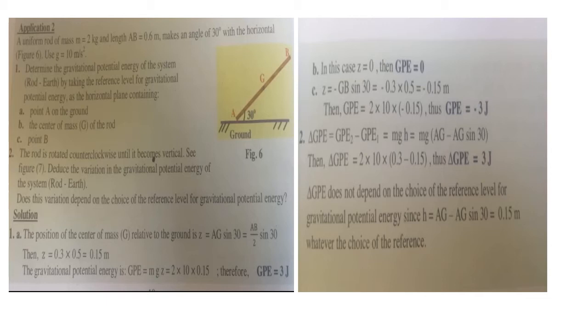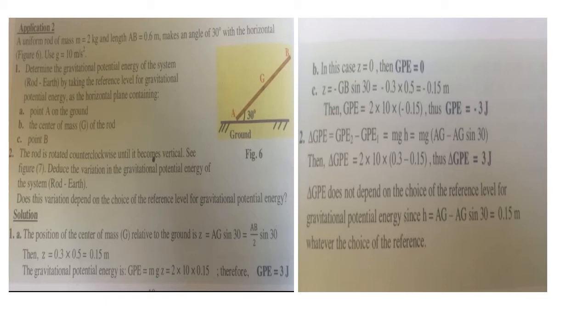In part B, they have changed the energy reference level, and it is now the horizontal plane containing the center of mass G of the rod. So in this case, the position of G with respect to the horizontal level taken as the reference is h equals 0 because G is now contained in the reference level of GPE. So GPE equals 0 as well.